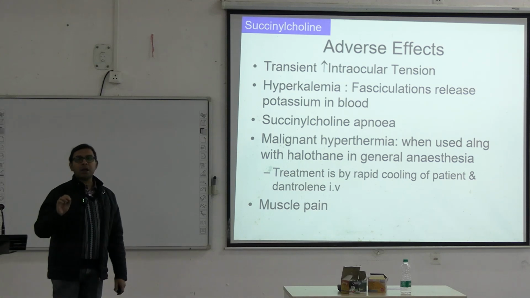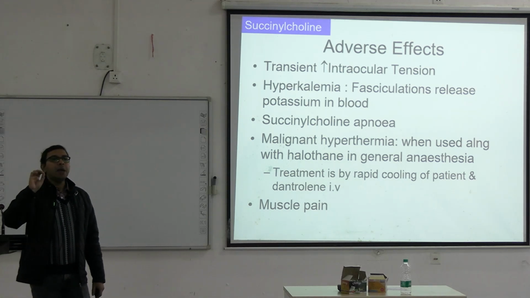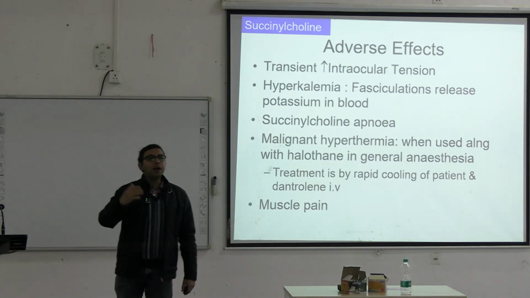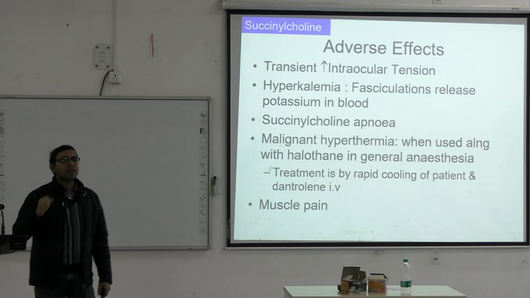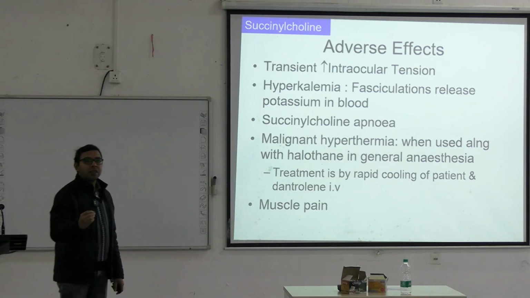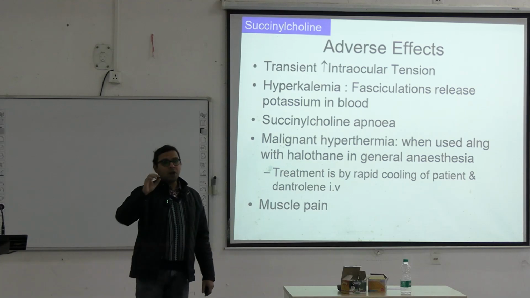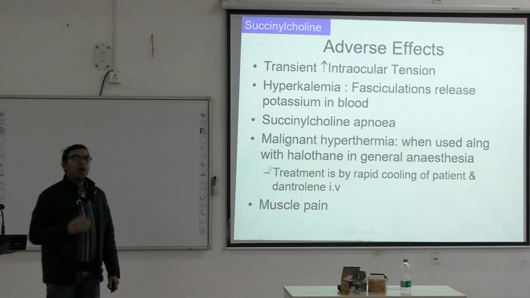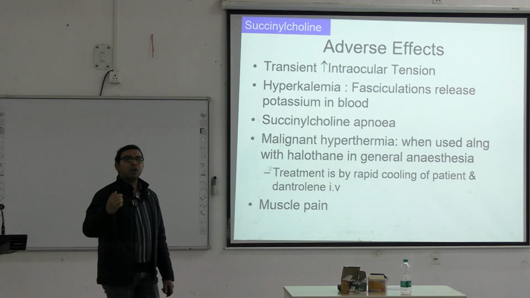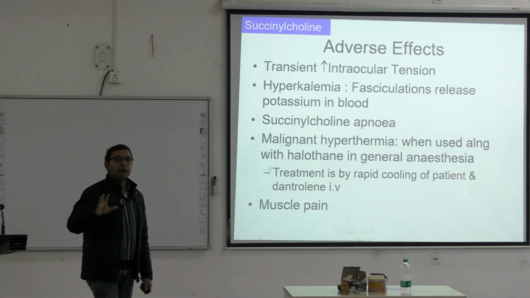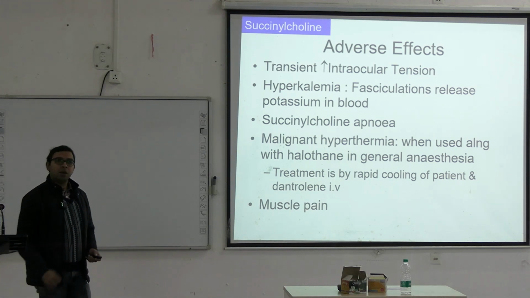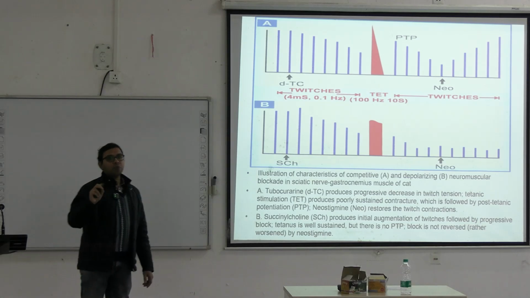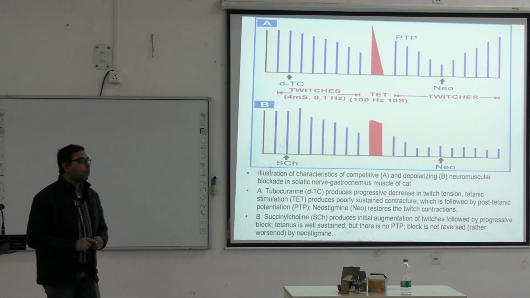So what are the adverse effects of succinylcholine? The principal adverse effect is hyperkalemia. Why does hyperkalemia happen? Because succinylcholine is a depolarizing blocker. When the depolarization happens, there will be some muscle twitching and fasciculations initially. When there is fasciculation, meaning rapid muscle contraction, there will be release of potassium. When this hyperkalemia happens, there are always chances of cardiac arrhythmia, and this muscle twitching also leads to muscle soreness, and all this leads to malignant hyperthermia and succinylcholine apnea. Already this can happen.